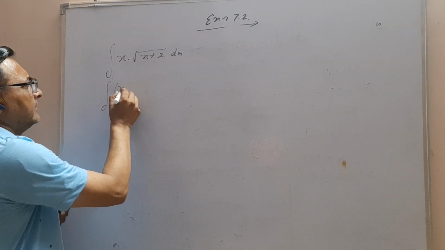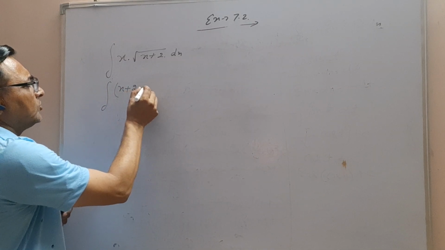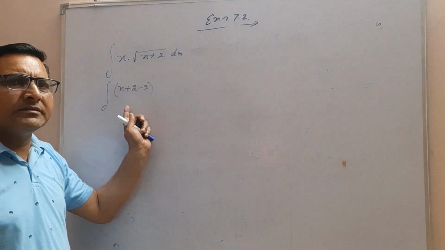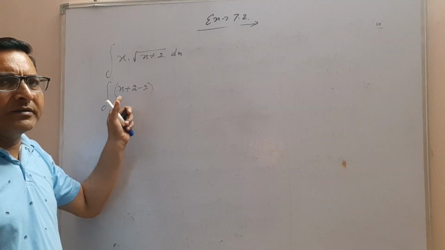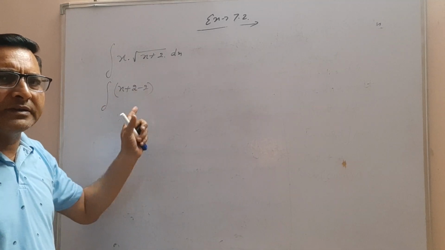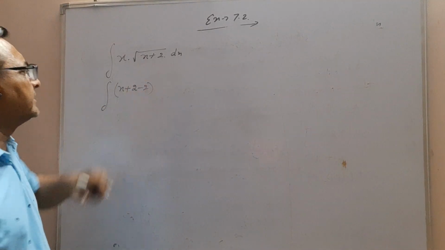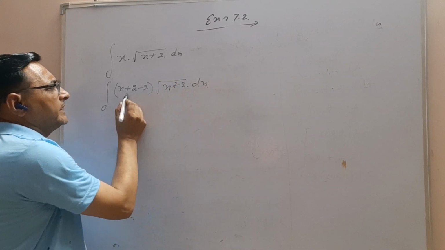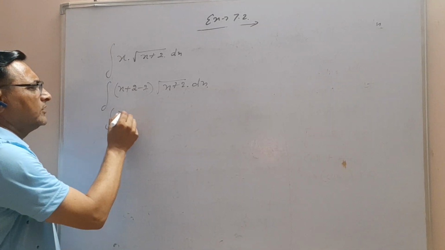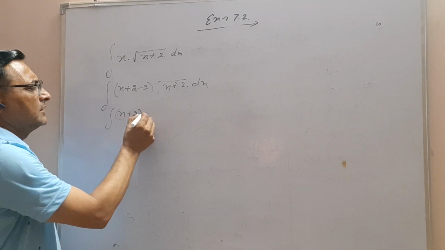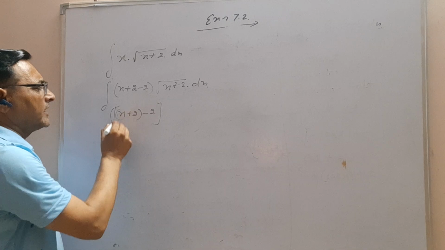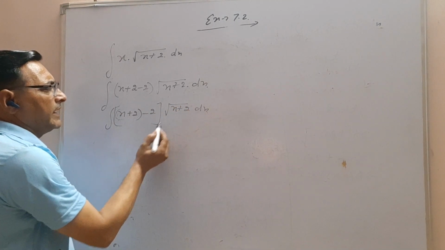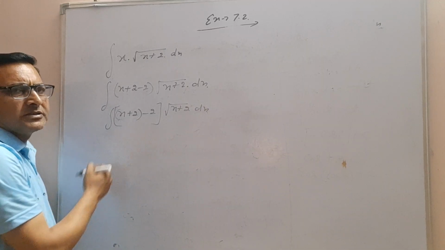So what we will do, we can add and subtract 2 in this x. They will cancel, the meaning will be same, the remainder will be x only. But when we multiply this term root x plus 2, we will split this number into two numbers, x plus 2 minus 2. We can write it as, now multiply this root x plus 2 with the x plus 2.